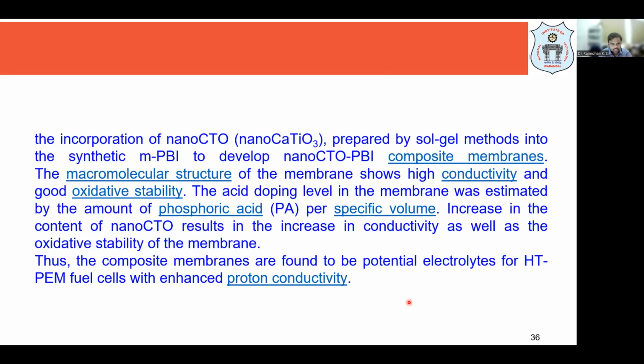So what is that sol gel method? It is the incorporation of this nano CTO, which is nothing but nano calcium titanium oxide, that is nano CaTiO3, prepared by the sol gel method, into synthetic MPBI, so that we develop a nano CTO PBI composite membrane. Actually, the macromolecular structure of this membrane shows high conductivity and good oxidative stability. The acid doping level in this membrane was estimated by the amount of phosphoric acid per specific volume which is present. Okay.